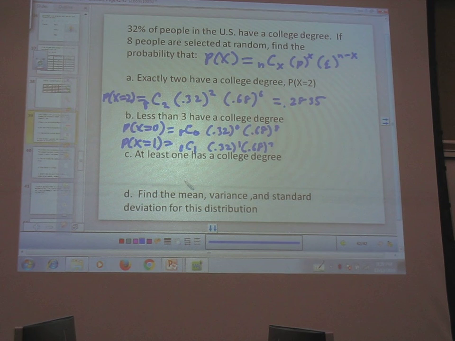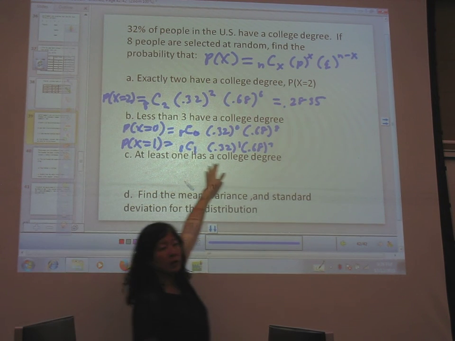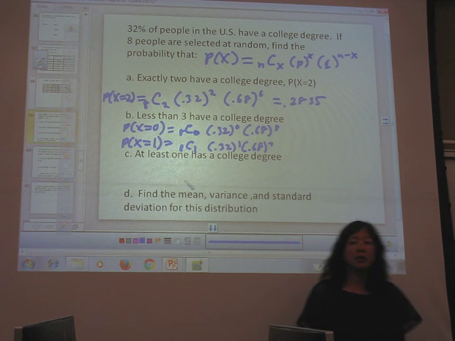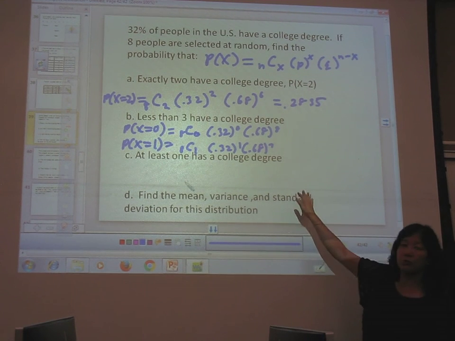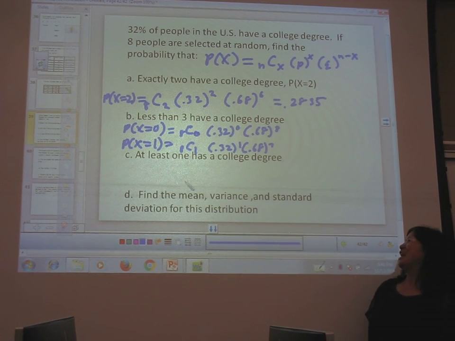So for this one, you find the other ones and add those up. How about at least one has a college degree? What would I do for that one? So just make sure you guys have these ones written in here, and you know you're going to add them. Okay, that's fine. You don't have to calculate them. We do that on your own time.